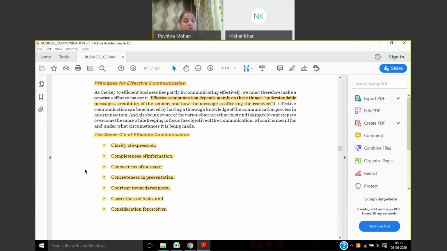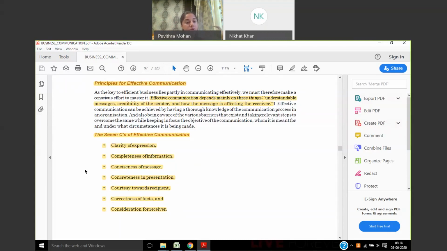Then there is how the message is affecting the receiver, whether the receiver is taking it in the exact way which is being conveyed by the sender, or is interpreting it with his own personal experience and coming up with a new or different answer.